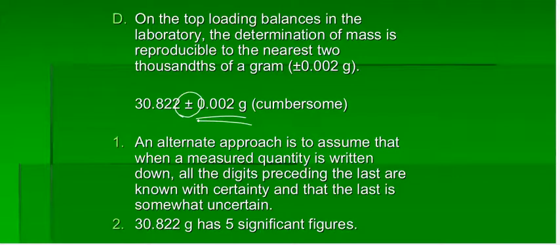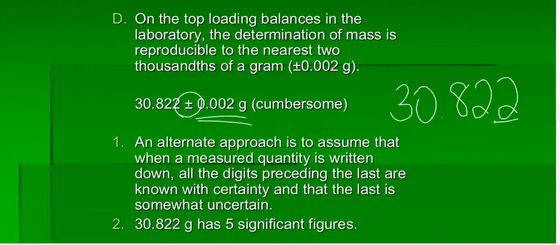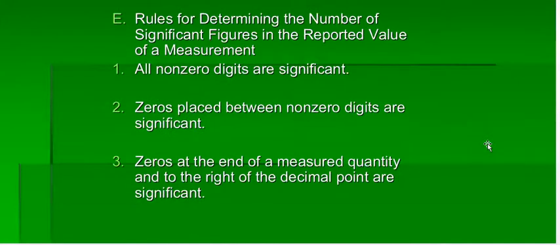There's an easier, alternate approach, which says that when you measure a quantity, all digits preceding the last are known with certainty, and the last is somewhat uncertain. So if I have a measurement, 30.822, I know this last digit is an estimate. And 30.822 has what we call 5 significant figures. So here are the rules for significant figures.